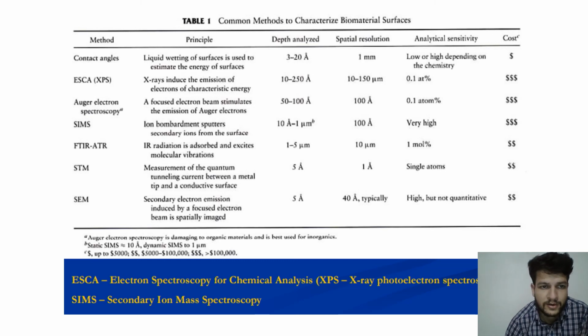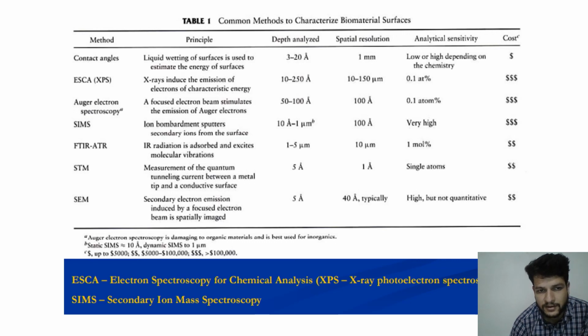In another technique, Auger electron spectroscopy, an electron beam is bombarded onto the surface, and it stimulates the emission of Auger electrons. The depth analysis of this technique is 50 to 100 angstrom. Another technique is SIMS, secondary ion mass spectroscopy. In this technique, ions are bombarded on the surface, and secondary ions from the surface are emitted, and the properties of these secondary ions are studied, and on the basis of that, surface properties are studied.